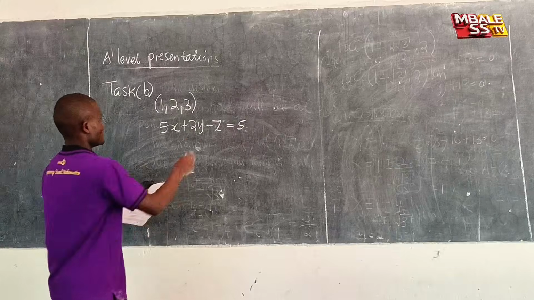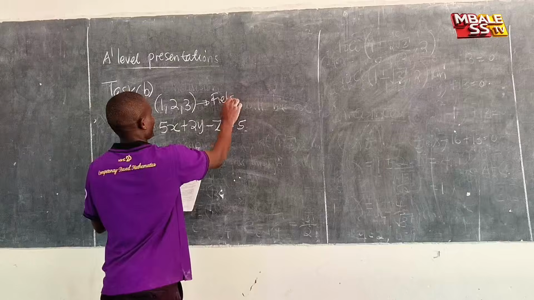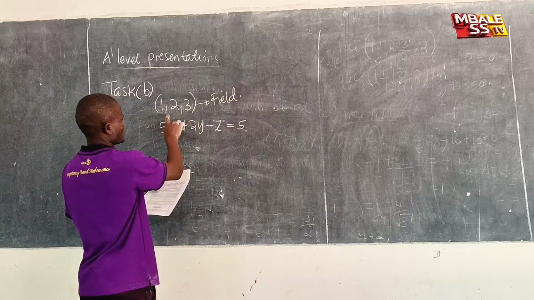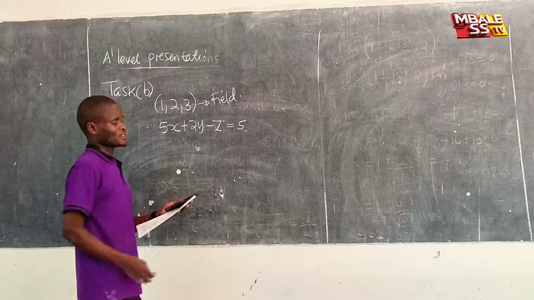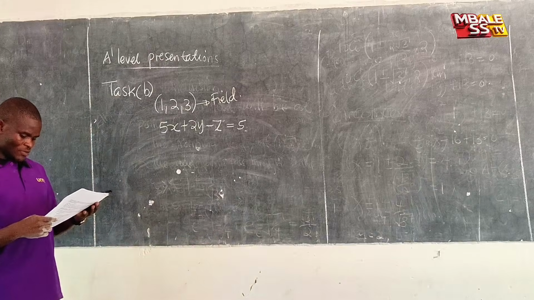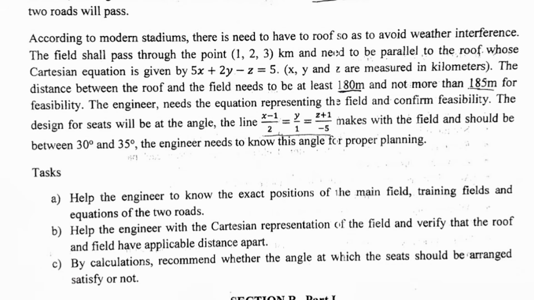The engineer needs the equation representing the field, so there is a need to get the equation representing the field. Remember, they said the field passes through this point and is parallel to this equation. This equation represents the plane, XYZ plane. So they are saying the engineer needs the equation representing the field and also to confirm feasibility.